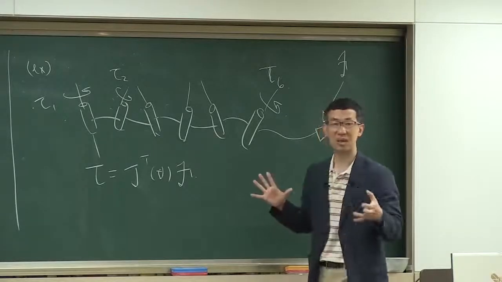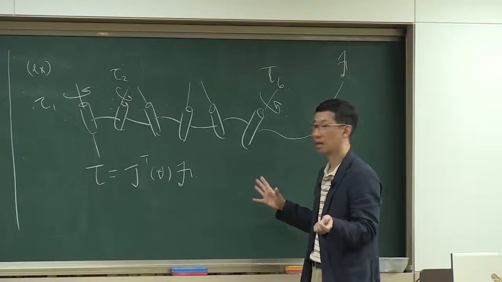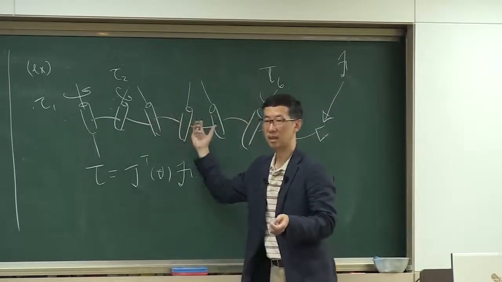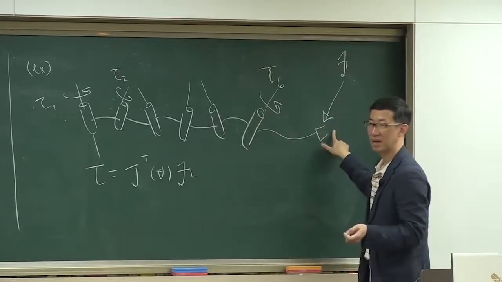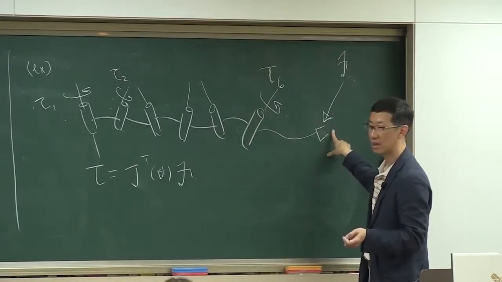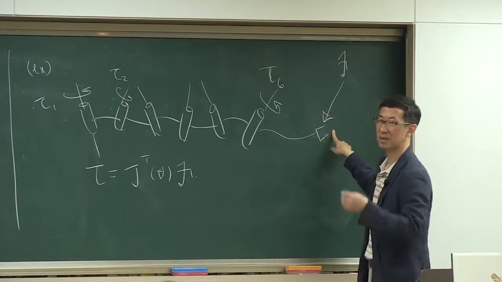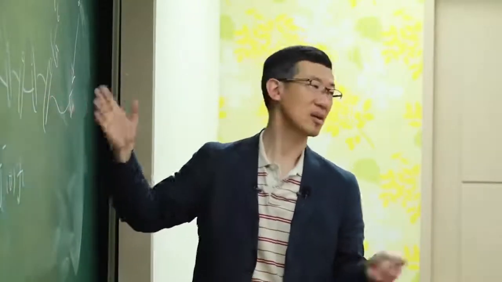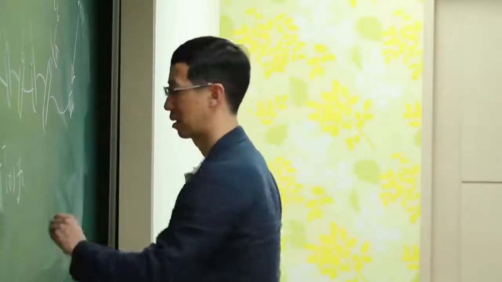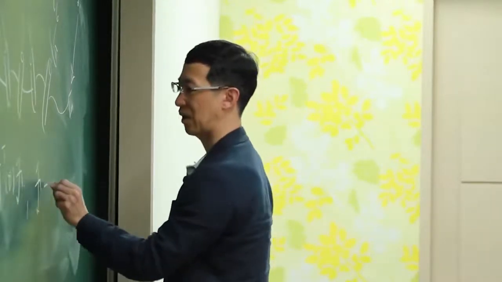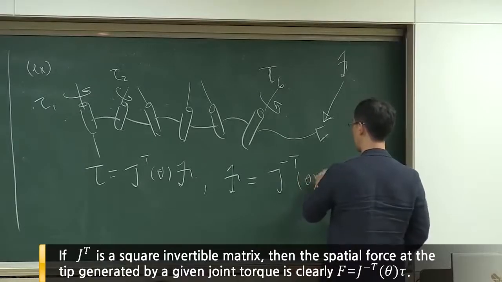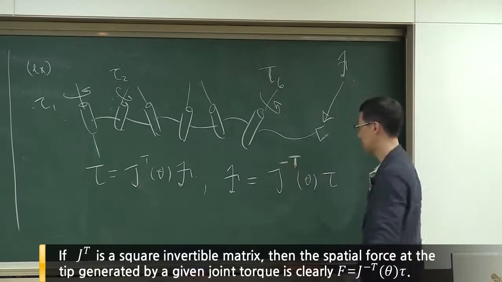Now I could also ask the other question. If I apply these joint torques, what's my force at the tip? Given the torques, what's the force at the tip? And you say, well, that's easy. Just do F is J inverse transpose times tau.